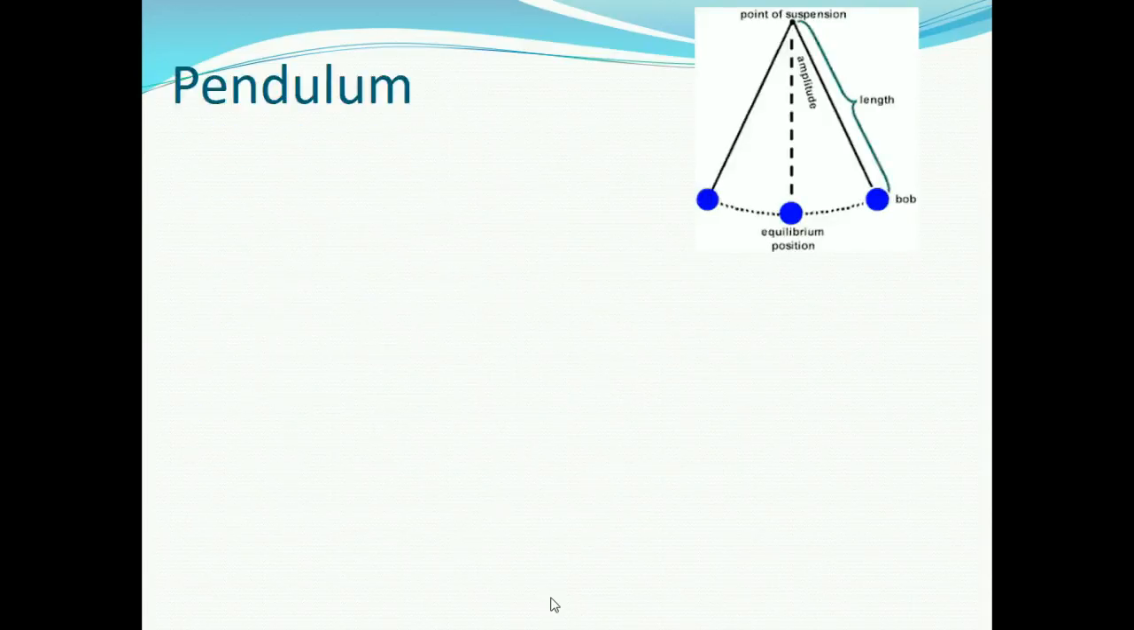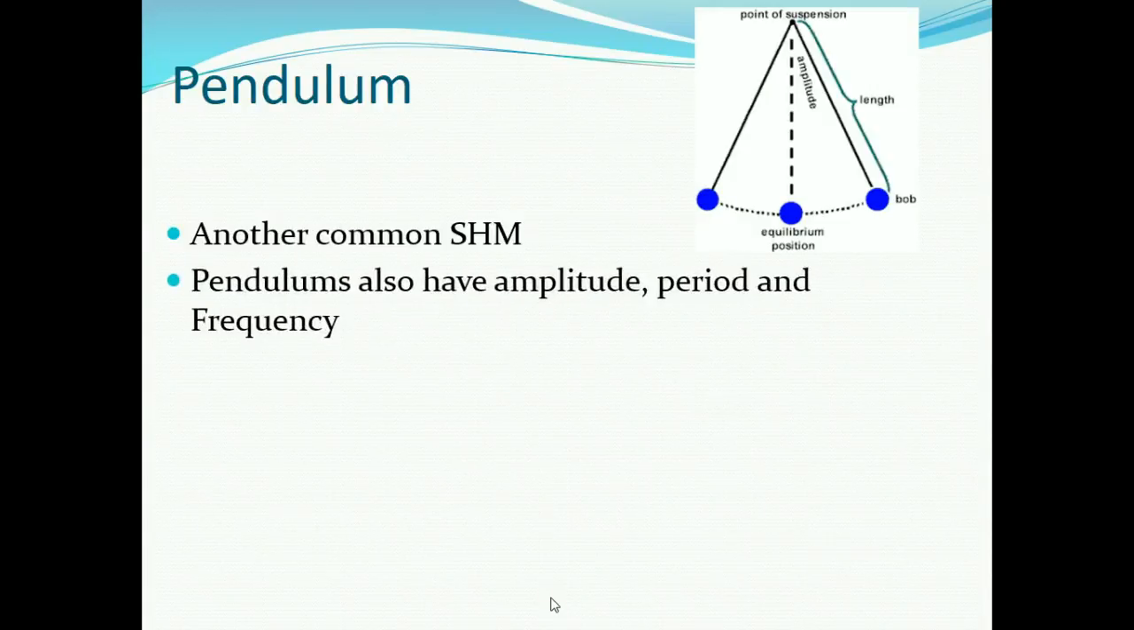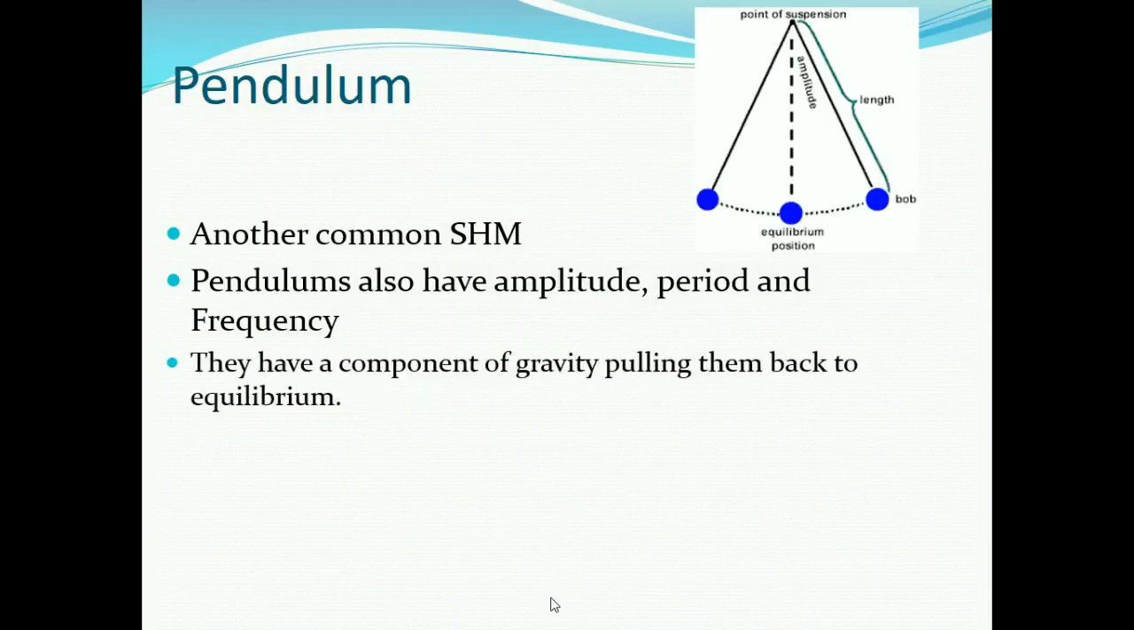So now we're going to talk about the second type of simple harmonic motion that's very frequent, which is a pendulum. And a pendulum also has amplitude, period, and frequency. The amplitude of a pendulum is basically just the angle it goes, how far it moves. And the reason why a pendulum is a simple harmonic motion is because a component of gravity always tries to pull the pendulum back to equilibrium.